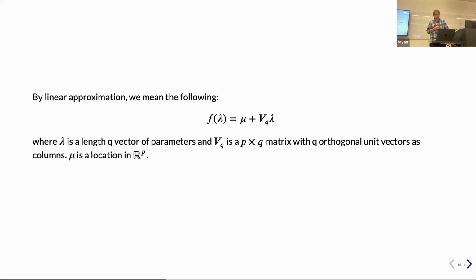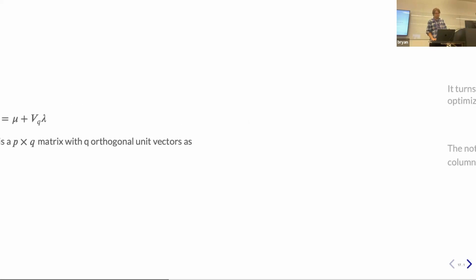So by a linear approximation, what I mean is that there's some function, basically what I want to do is find a representation of the data that looks like this thing. So I have lambdas, a length Q vector of some parameters that I want to learn. VQ is a P by Q matrix with Q orthogonal unit vectors as columns, and U is some location that lives in this intrinsically R^P space. That's a mouthful. I'll get back to this in a second, but what we're really doing is finding an orthogonal basis to describe our data. That's all that's going on.